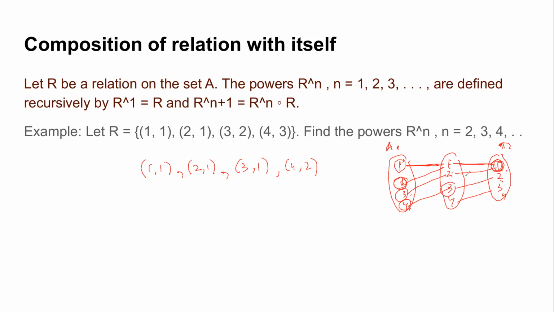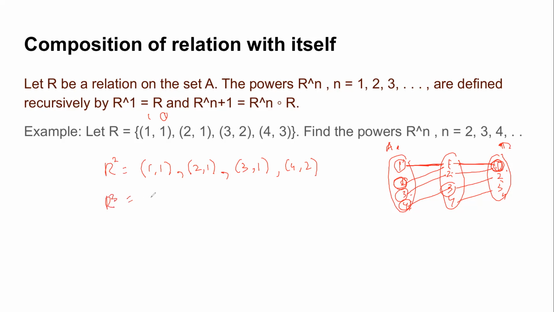Is it clear how to do this? You can do it via arrow diagram, or you can simply write it down and see what are the possible pairs where there's a common element B. And you just write the first and last element of the pair. Is this clear how to write this? So this was R square. Excellent. Now find out R cube.